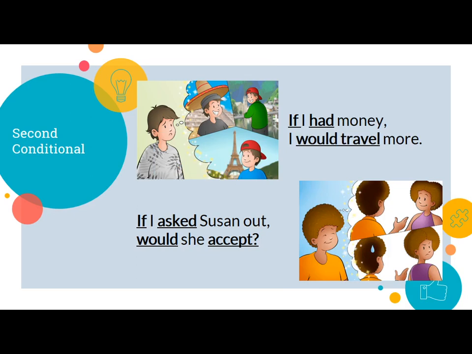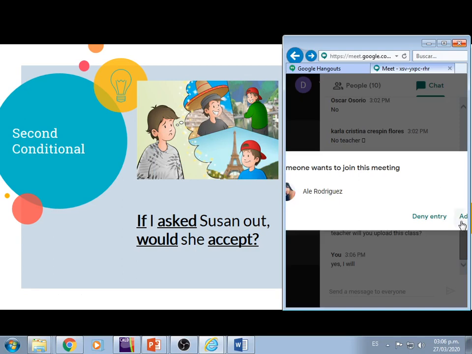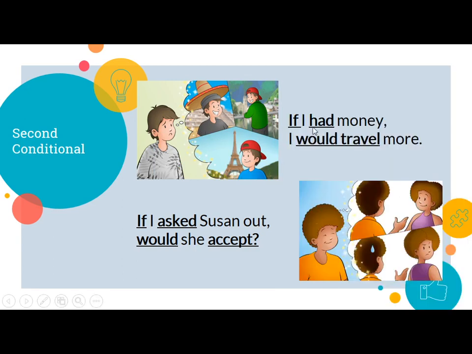Okay, so here if you check the structure, in the if clause, we are using the simple past. If I had money, and then we continue with the result. What is going to be the result? I would travel more. So if you see, we have would and then the infinitive form, would travel. Remember, guys, that it has to be like that, would travel.